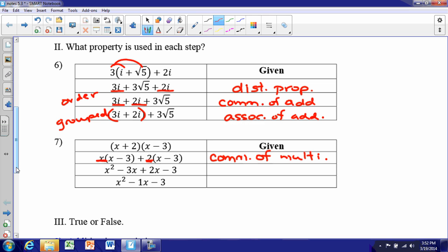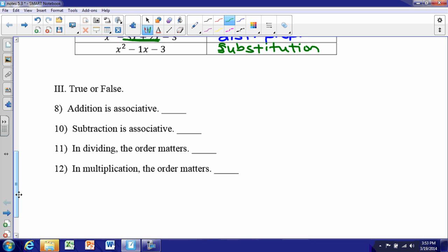Okay? Then, if you look in the next step, all of a sudden we have an x squared, which means we must have distributed the x onto the first parentheses and the 2 onto the second parentheses. So that's the distributive property. And then the last step, we actually combined like terms. And anytime you combine like terms or simplify something, that property is called substitution. Substitution. Okay? Moving down, let's look at some true and false.